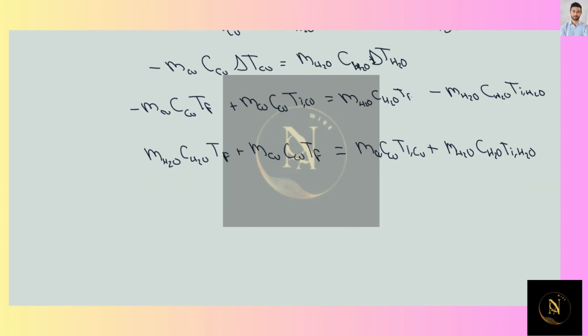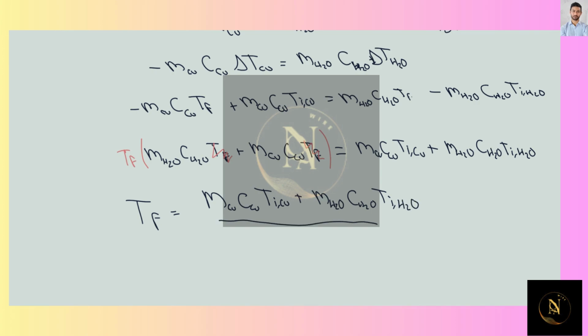Now just factorizing the final temperature over here, let me put it in red since this is going to be like an extra step. We can take out the final temperature, factorize it, and solve for this. So the final temperature would be equal to mass copper, heat capacity of copper, initial temperature for copper, plus mass of water, heat capacity of water, times initial temperature for water, divided by mass of water, heat capacity of water, plus mass of copper, heat capacity of copper.